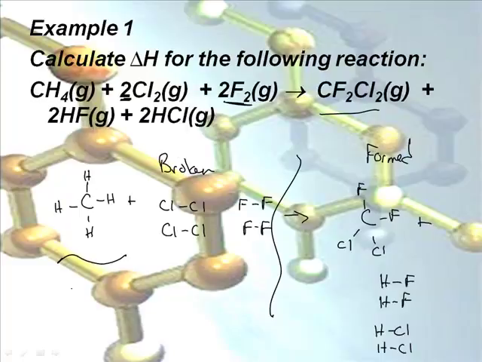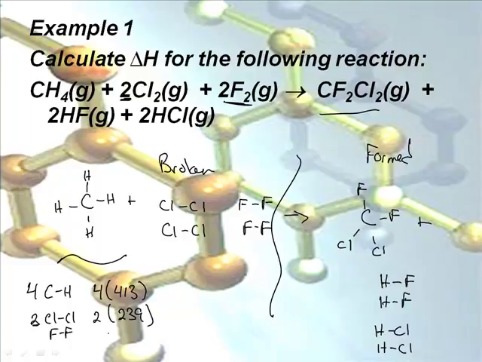Well, we'll just do it right here. I'm going to have 4 CH bonds right here. That means I'll take 4 of them times the value of a CH bond, 413 each. And then I've got 2 Cl bonds, so 2 of those, times 239 each. And then I have F bonds, and there are 2 of those, at 154 each. That's a total of 2438.